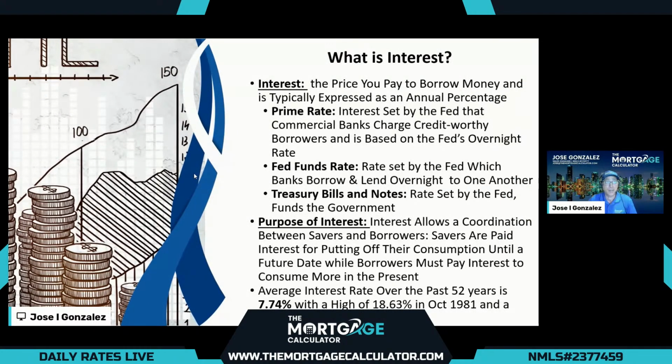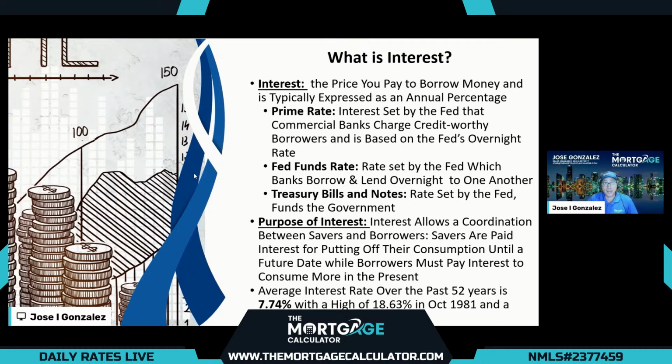Now you're going to hear a couple of terms here like the prime rate, right? That's one of the factors. The prime rate is usually the index for HELOCs, for example, right? It's prime rate plus a margin. The prime rate is set by the Fed. Now, real critical words there, set by the Fed. The prime rate is an interest rate that commercial banks charge credit-worthy borrowers and is based on the Fed's overnight rate plus a margin.